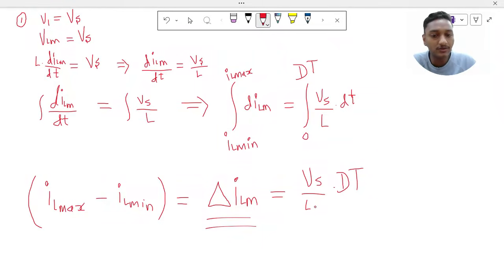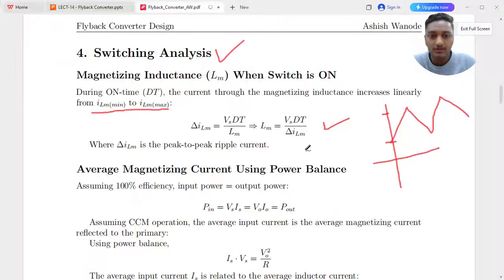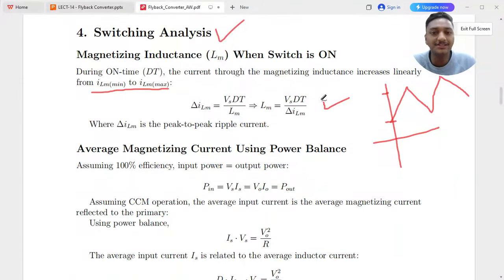If I want to calculate this L, which is my Lm, I can shift that term to the other side with delta ILm in the denominator. I have written this down so that you don't have any confusion about how it is derived. Now we will go to our document. I hope you understood how we calculated this Lm value, which we should consider while designing.